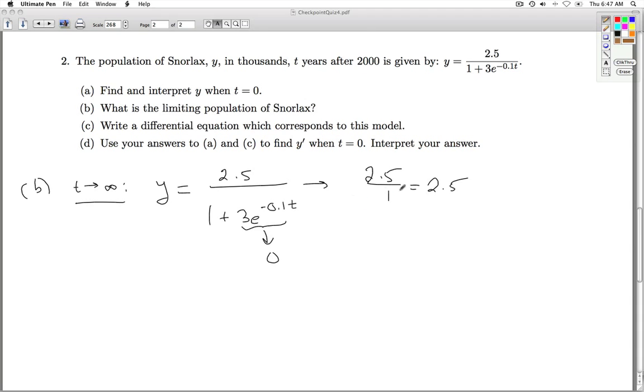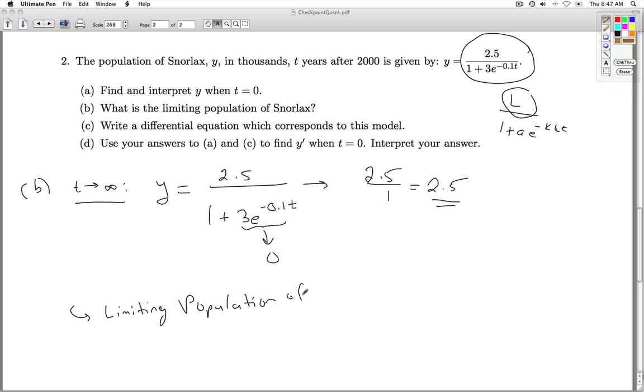Alternatively, you can choose to memorize if the logistic function is given in the form L over 1 plus a e to the negative kLt, you can memorize that the L there is a limiting population. But 2.5, we have to once again interpret what that means in this situation. 2.5 is a limiting y value, and once again y measures the Snorlax population in thousands. So we would say that the limiting population of Snorlax is 2.5 thousand or 2,500.